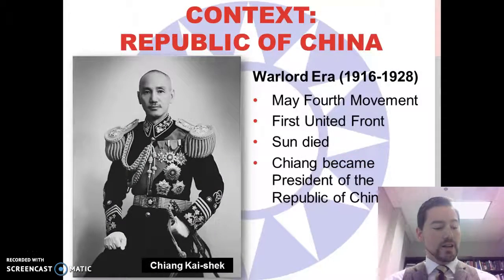Chiang Kai-shek slaughters a bunch of communists, and this leads to the Chinese Civil War, the first Chinese Civil War, beginning in 1927 when he began to slaughter the communists.